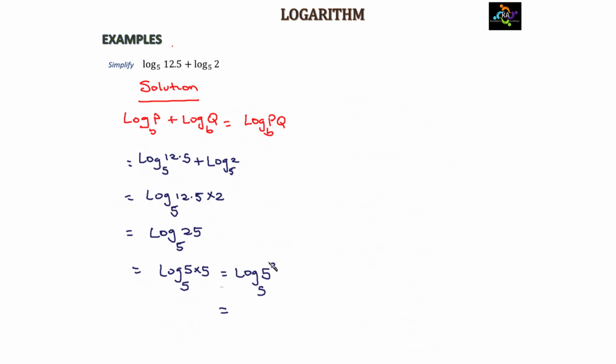This 2 will come to the back, then it becomes 2 log 5 base 5. Now, what is log 5 base 5? Log 5 base 5 is 1. 2 times 1, the answer is equal to 2. That's on that. Then the question, simplification of log 12.5 base 5 plus log 2 base 5, is equal to 2.